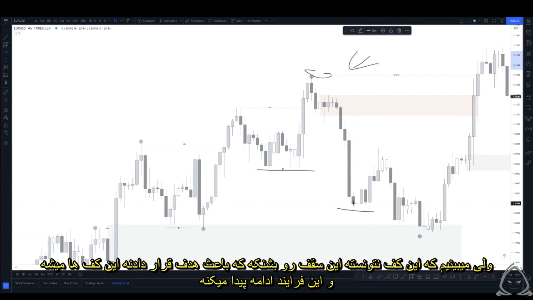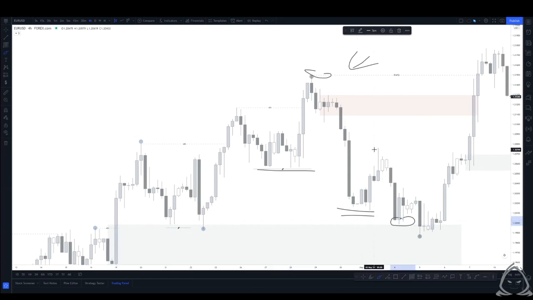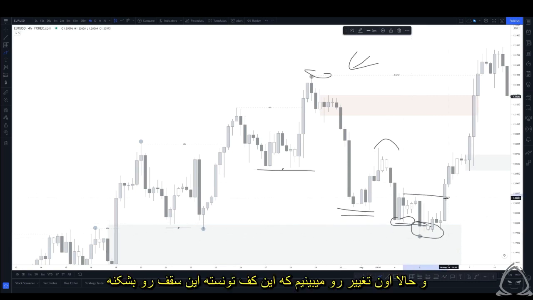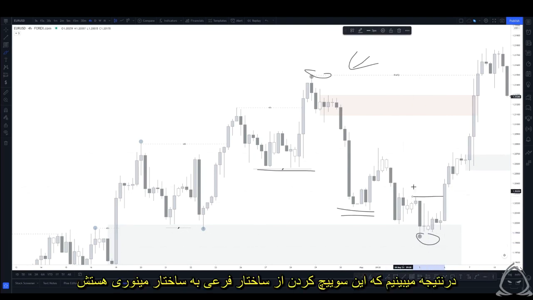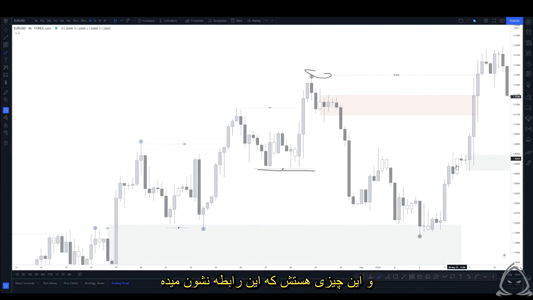But what we can see is this low fails to take out this high, which targets these lows. And this process still continues. This high was successful in taking out these lows. Therefore, this low should be targeted. The low is taken. And then we start to see that shift, where this low is successful in taking out this high. Therefore, we start to see that this is switching from substructure to minor structure. And that's what this relationship is implying. This is what it's suggesting.